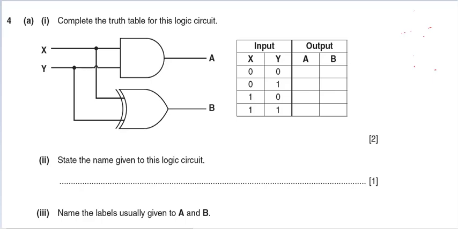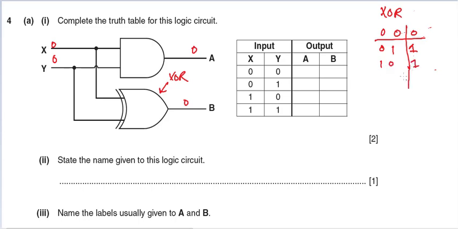Okay, complete the truth table for this logic circuit. When x is 0 and y is 0, the AND gate will give us a 0, and the XOR gate, remember this is the XOR gate, and the truth table for XOR gate is 0 0 would give us 0, 0 1 would give us 1, 1 0 would give us 1, and 1 1 would give us a 0.